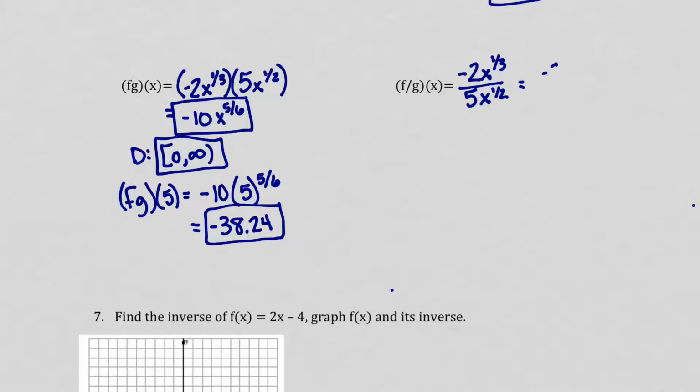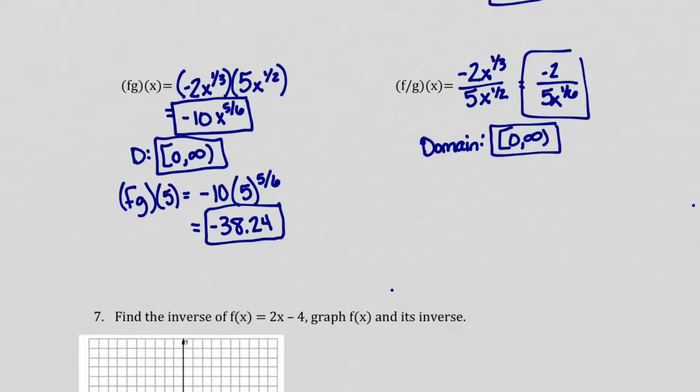Well, the negative 2 and 5 don't simplify pretty, so we're going to leave those alone. My bigger power is in the denominator. It's the 1/2 power. So I'm going to take 1/2 and subtract the 1/3, and I end up with 1/6. And that's as simplified as that's going to get. My domain for this one is 0 to infinity.